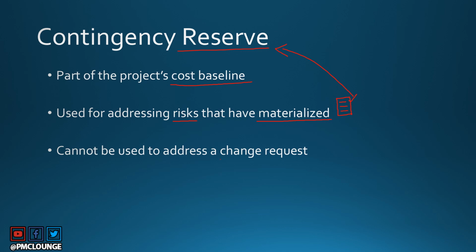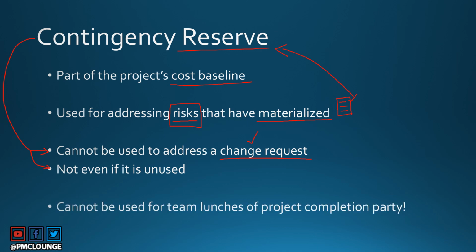It cannot be used to address a change request. Very important, specifically from your real life projects. Certain project managers tend to use money from the contingency reserve to address some last minute change requests. This is not right. Not even if the contingency reserve is unused. Even if you have a certain amount in your contingency reserve, because some of the risks that you got that amount for did not materialize, you can still not use it for addressing change requests. Very important. It can also not be used for team lunches or a project completion party or anything like that.